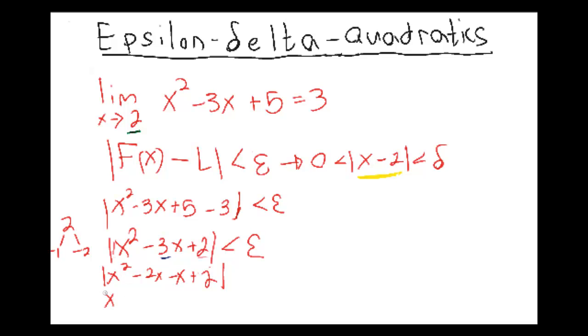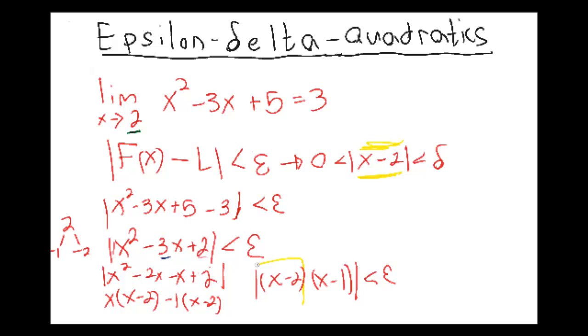Factor out the x. You get x minus 2. Factor out the negative 1. You get x minus 2. So whenever you factor out the x minus 2's, you get x minus 2 times x minus 1. So we did get the expression we wanted, but unfortunately we got an extra expression that we have to eliminate now. The expression we wanted was this x minus 2, and we have that x minus 2 right here, so that means we need to come up with a numerical bound for this x minus 1 right there. And this is how you do that.